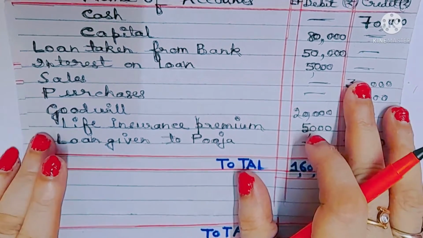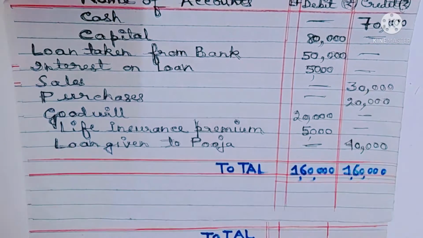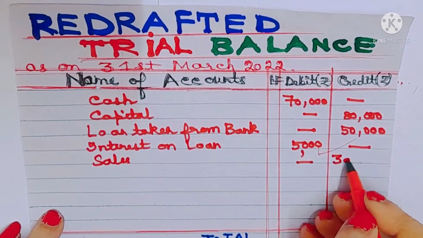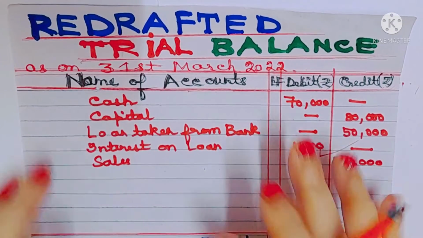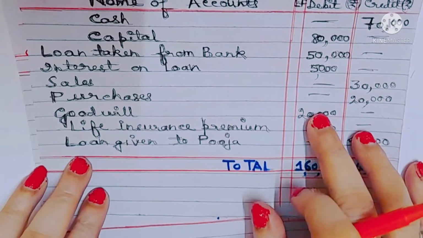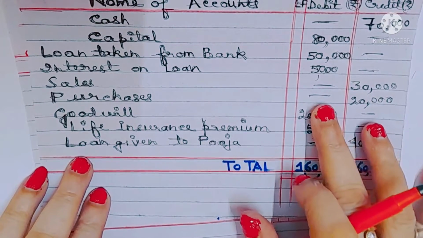Understood? So let's write sales, which has been correctly written in the credit column. Sales is a credit balance. So now let's see the next account. Purchases, which has been wrongly written in the credit column since purchases is a debit balance.